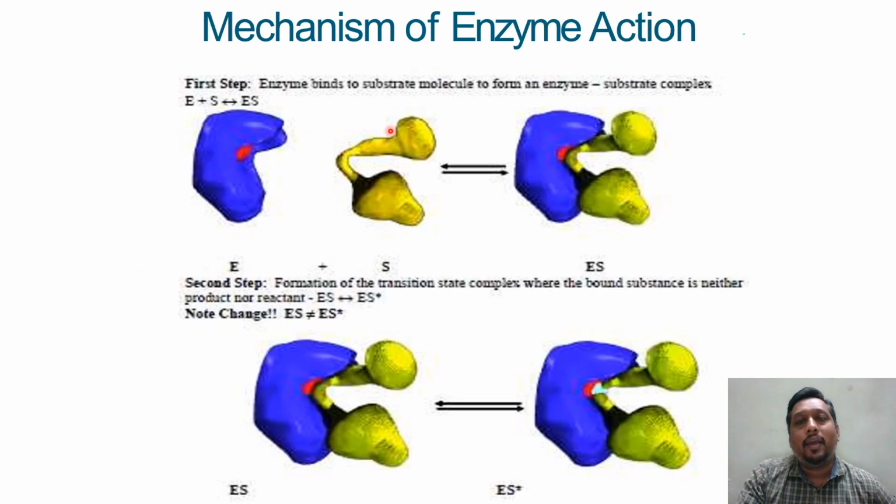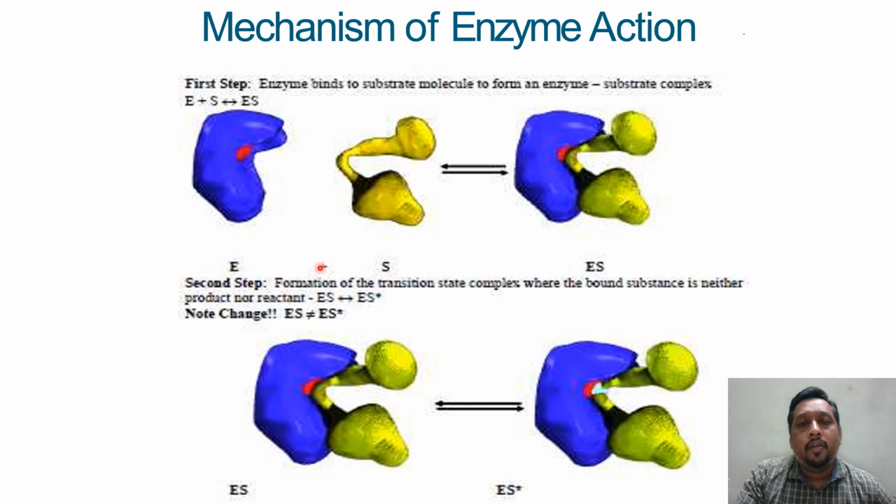So let us see the mechanism of action. In the first step, this is an enzyme and this is the active site of the enzyme. Look carefully, the active site of an enzyme is like a curve. This is a substrate molecule. The enzyme binds to the substrate molecule to form an enzyme substrate complex. So this is E, this is ES, and this forms an ES complex.